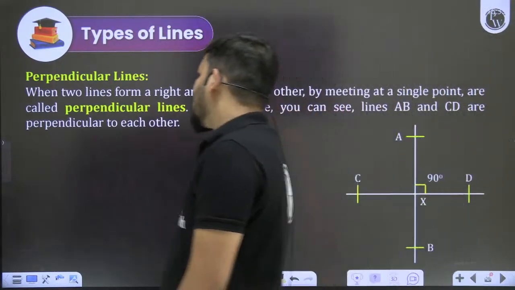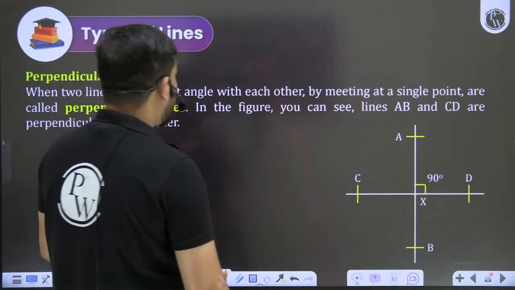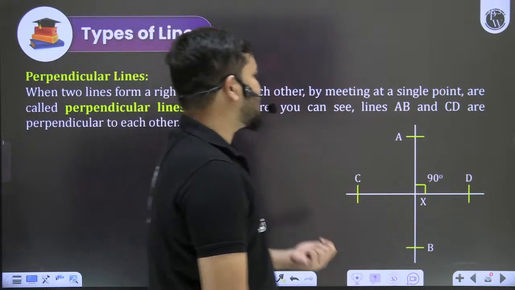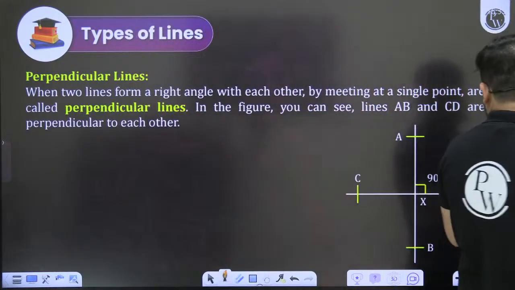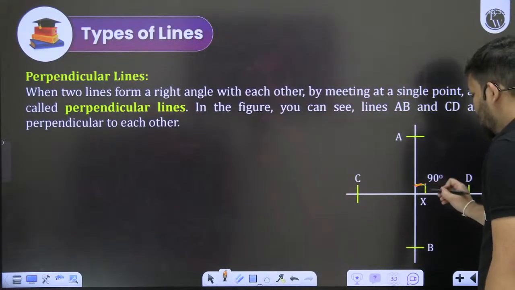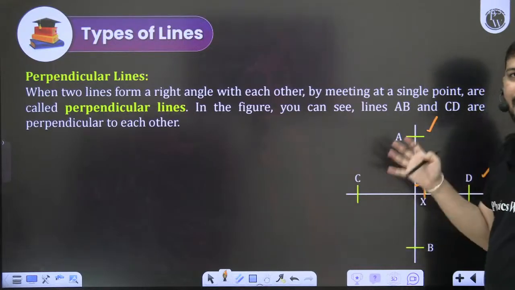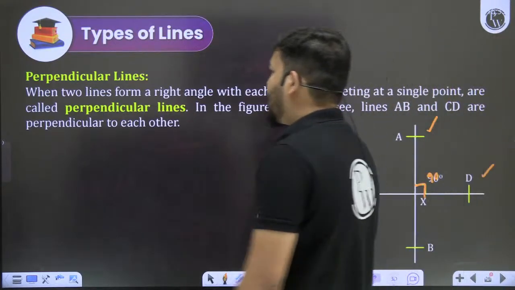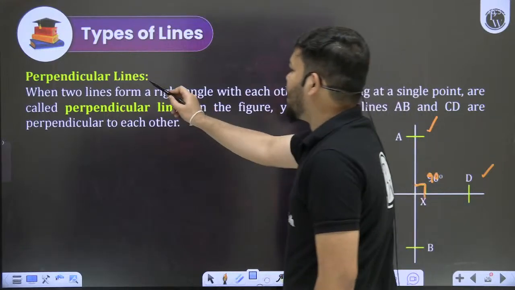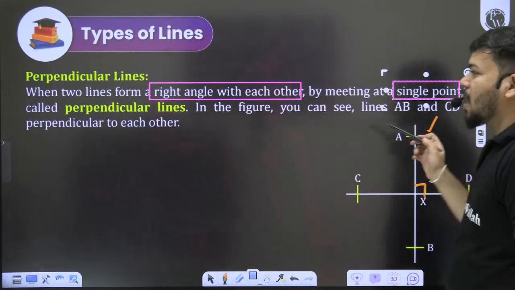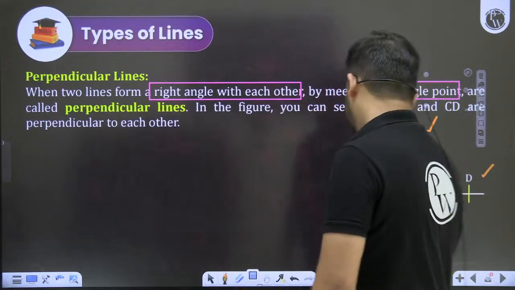Perpendicular lines. When two lines meet at a single point at a right angle with each other, they are called perpendicular lines. In the figure you can see that AB and CD are perpendicular to each other. The angle between these two will be 90 degrees. Then I can call this line and this line perpendicular to each other. Right angle means 90 degrees to each other. Next point.